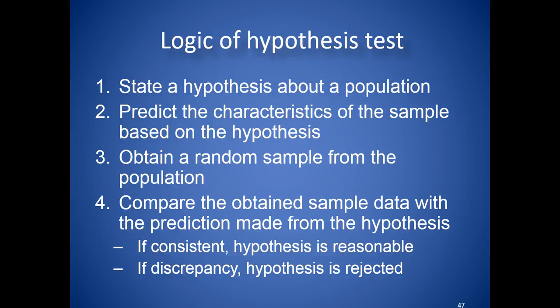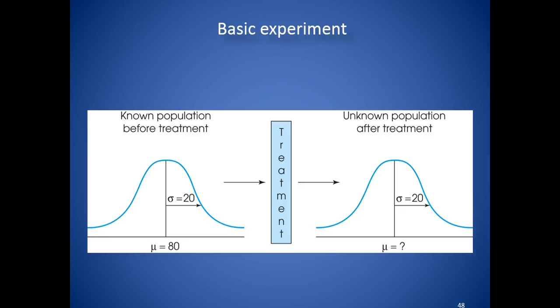These are the order or the logic. We state a hypothesis. We predict the characteristics of the sample based on the hypothesis. We obtain a random sample from the population. Then we compare the obtained sample with the prediction made from the hypothesis. If it's consistent, the hypothesis is reasonable. If it's discrepant, then we know that the hypothesis needs to be rejected.